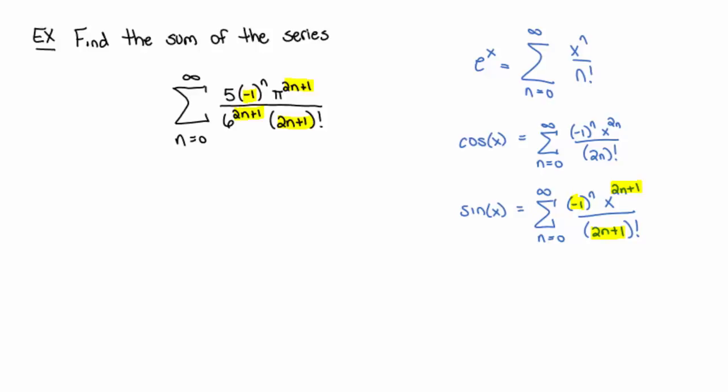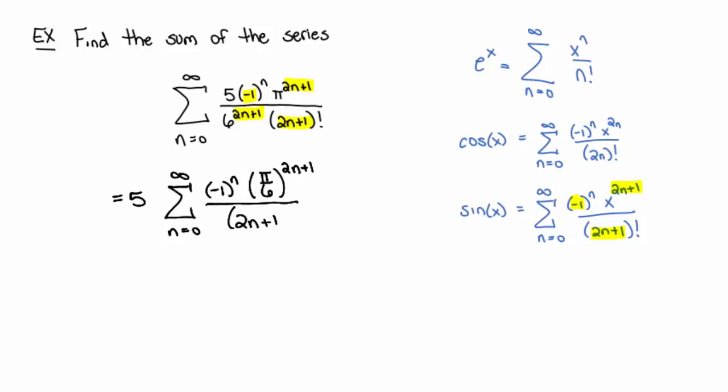So what I'm going to do is factor out a 5 from that power series. I'm also going to clean up this pi to the 2n plus 1 over the 6 to the 2n plus 1, and I'm going to glue them together. It's just pi over 6 to the 2n plus 1, and that's over 2n plus 1 factorial.